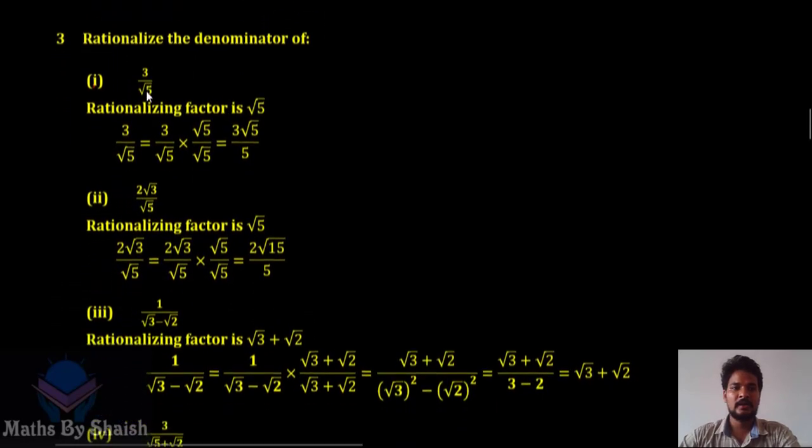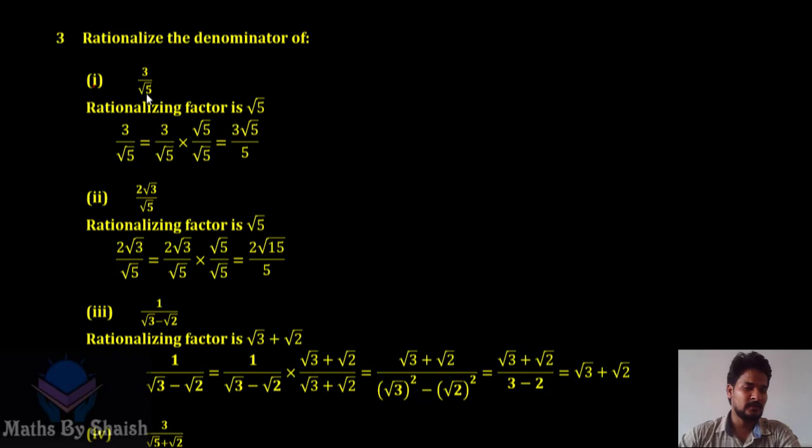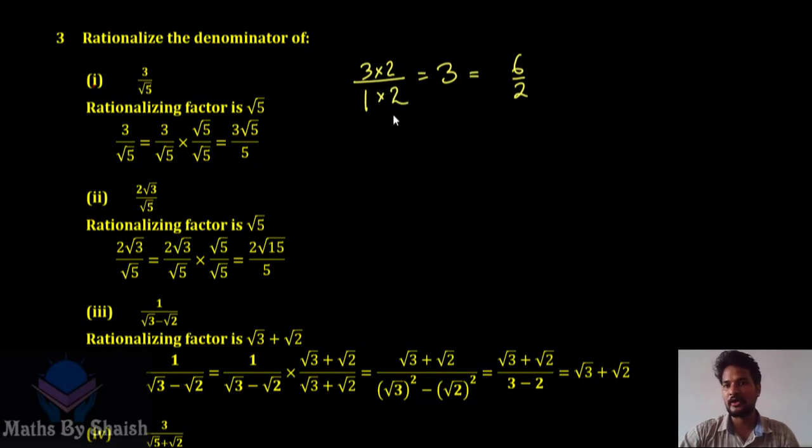And the third part is to rationalize the denominators. Rationalizing the denominator means we are going to find the rationalizing factor and we multiply. It's like 3 equals 6 by 2. If we multiply anything in the numerator, we have to multiply in the denominator as well. So 3 can be written as 3 by 1. If I am multiplying by 2 in the numerator, I have to multiply in the denominator as well. Then only we will get equivalent fractions.